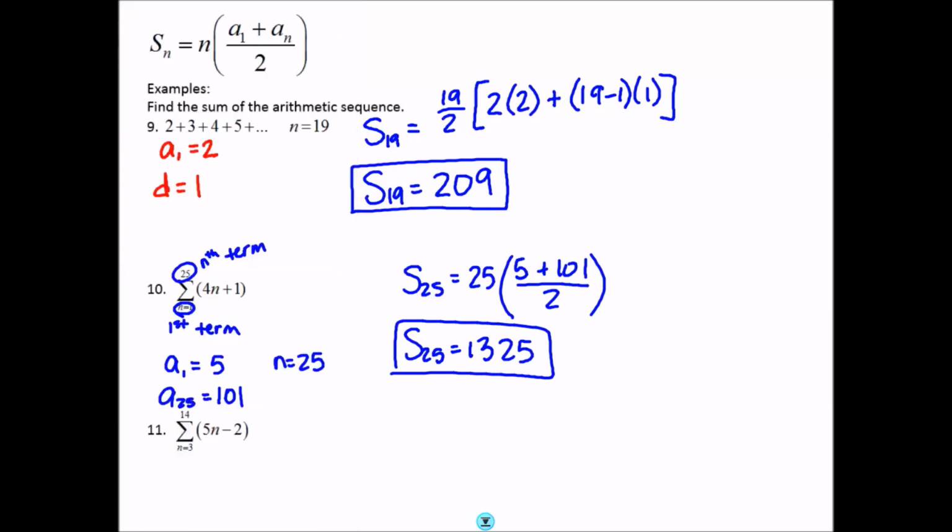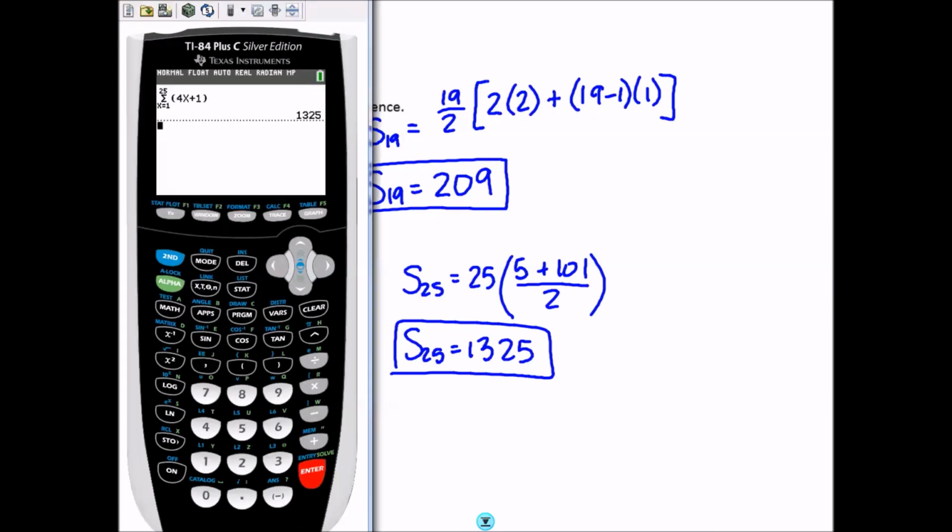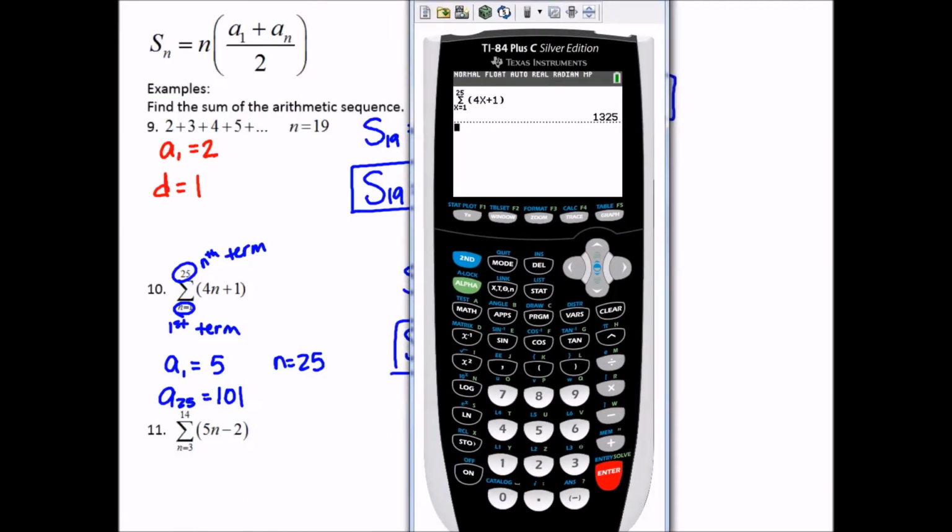So we have another sigma problem for number 11. So you go to math, summation, and this problem uses n, you can use x, it doesn't really matter what variable you type in, as long as it matches the one that you put in the formula in the parentheses. This gives us 486.